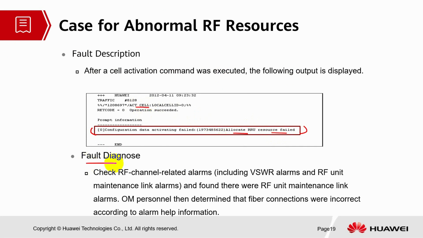So when they diagnose the cause, the RF channel related alarms, including VSWR and RF unit maintenance link, they found an RF unit maintenance alarm. So OM personnel determined that the fiber connections were incorrect according to the alarm information. So this was the main cause of the message that mentioned allocate RRU resource fail. That is due to the wrong fiber connections on site.